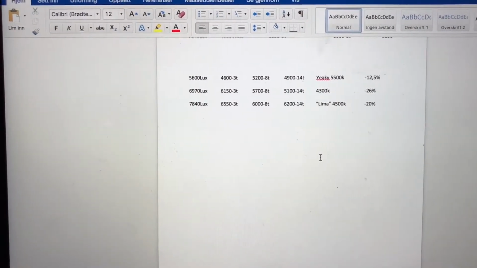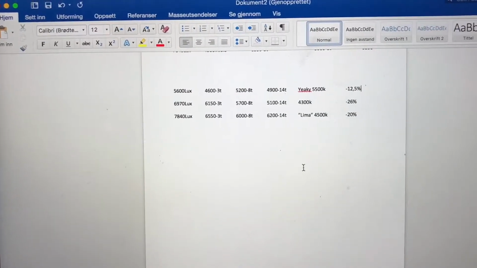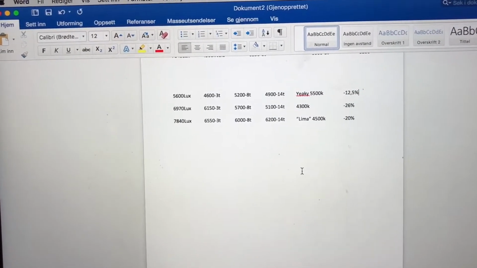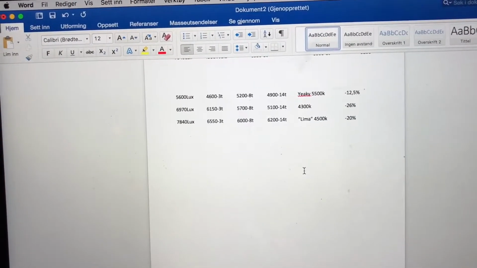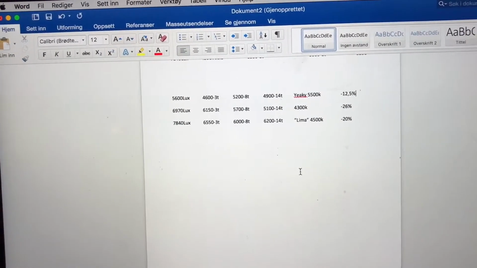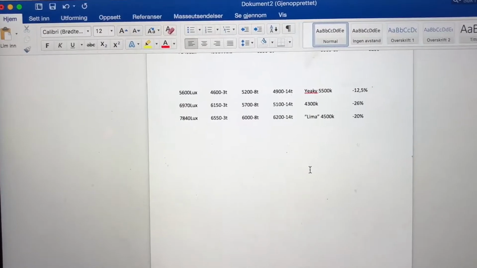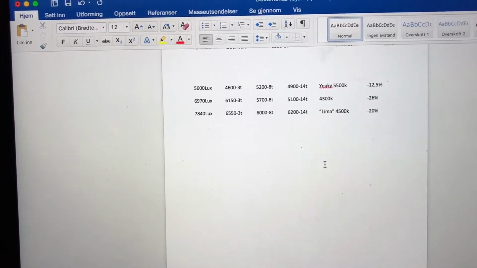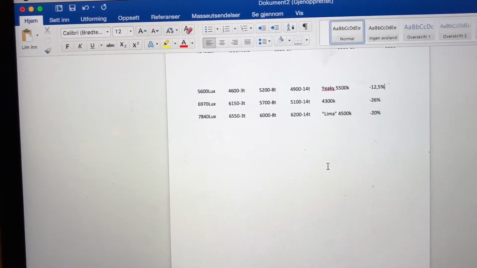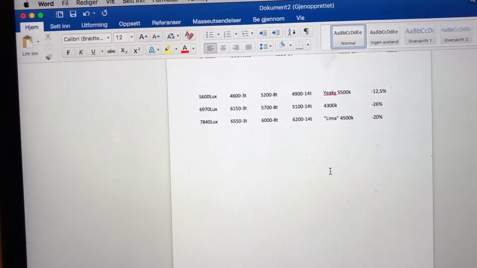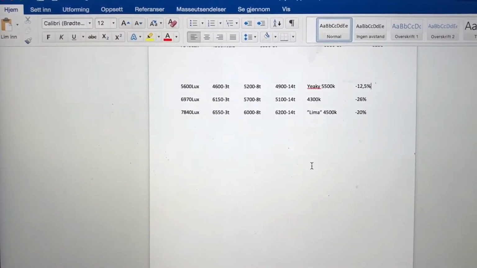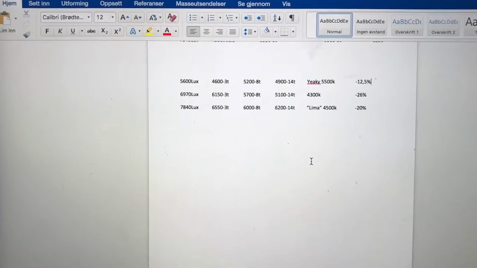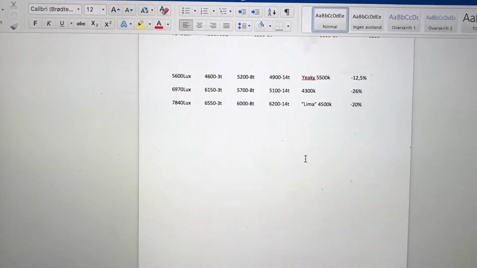But we can see from the first reading, when they were brand new, on the Yiki, and the last one at 14 hours, the difference is 700 lux, and that corresponds to minus 12.5% in brightness. And if you look at the two last readings, at 8 hours and 14 hours, the difference there is really low, only 300 lux. But the thing about it is, it was the lowest overall bulb.